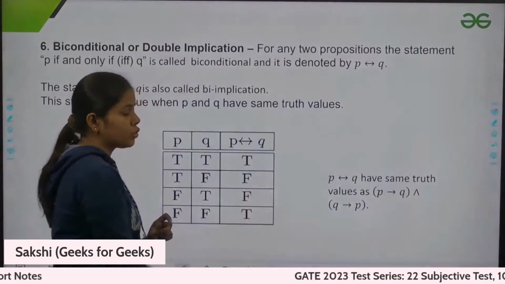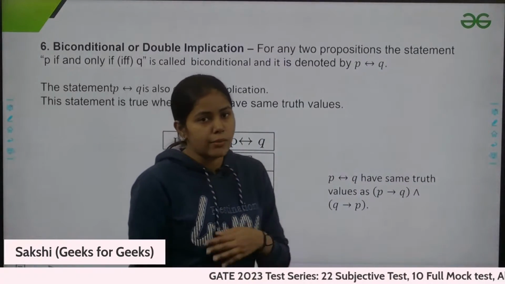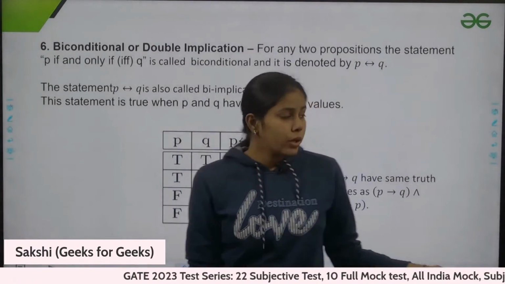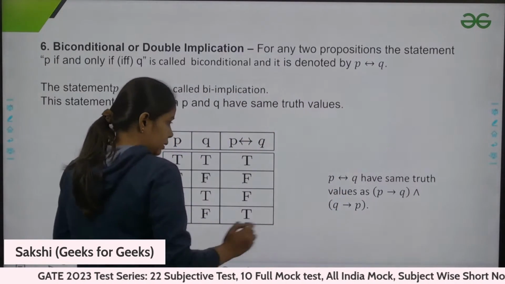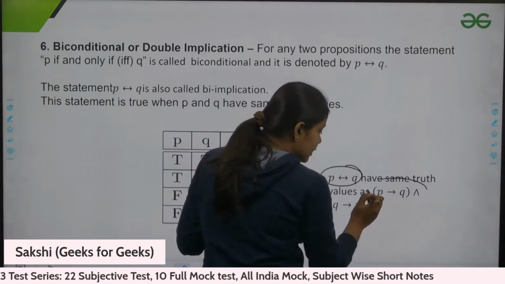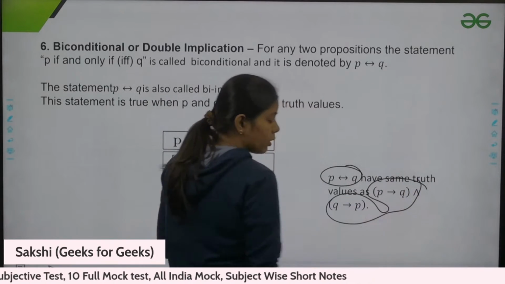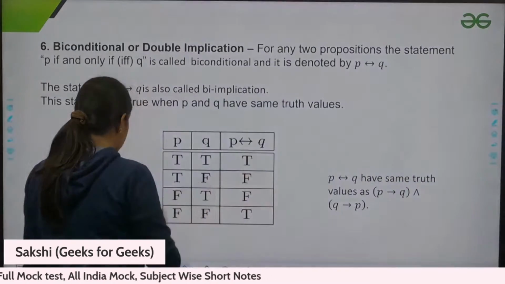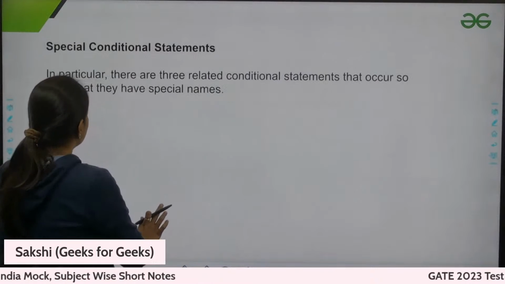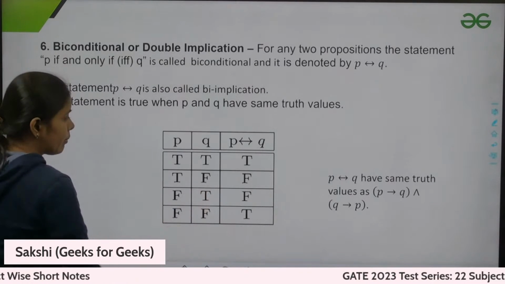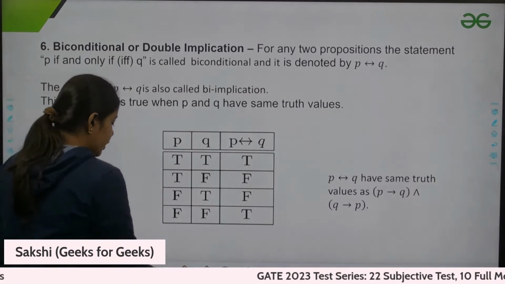Right? So if I have to check the truth value of a statement, I'm going to use a truth table, right? So here I have to check whether this P if and only if Q statement has the same truth value or not. So let's see from the truth table. Okay, so you can draw the truth table by yourself. Let me draw it here.